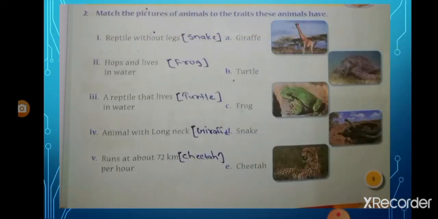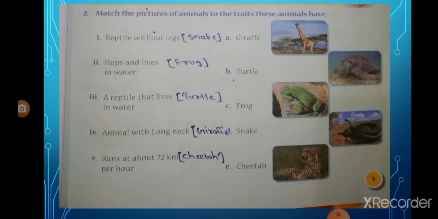Now here, match. Okay, students. Now we will see the second question from the animal quiz. You can see here some animals' pictures. So our second question is: match the pictures of animals to the traits these animals have.